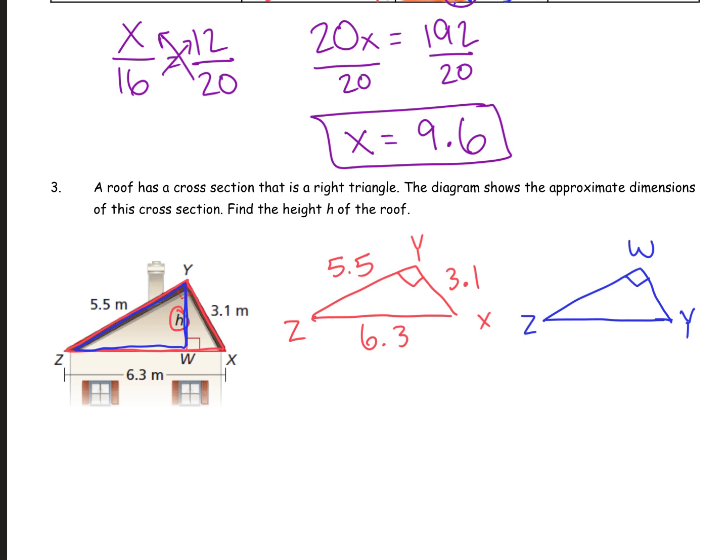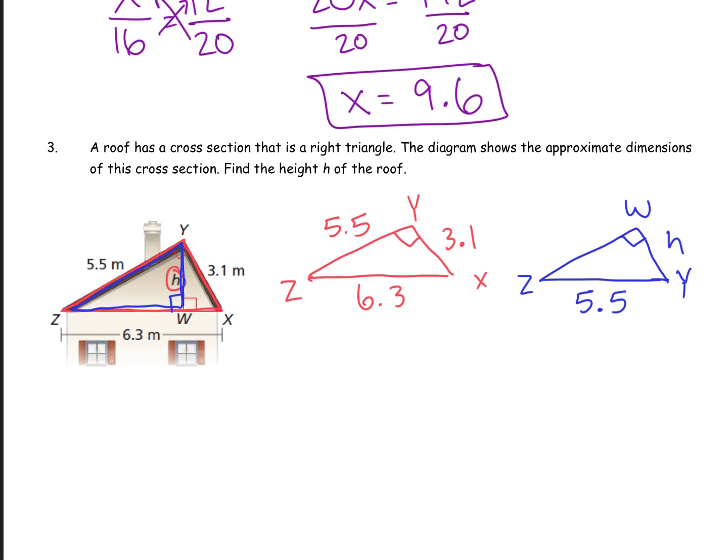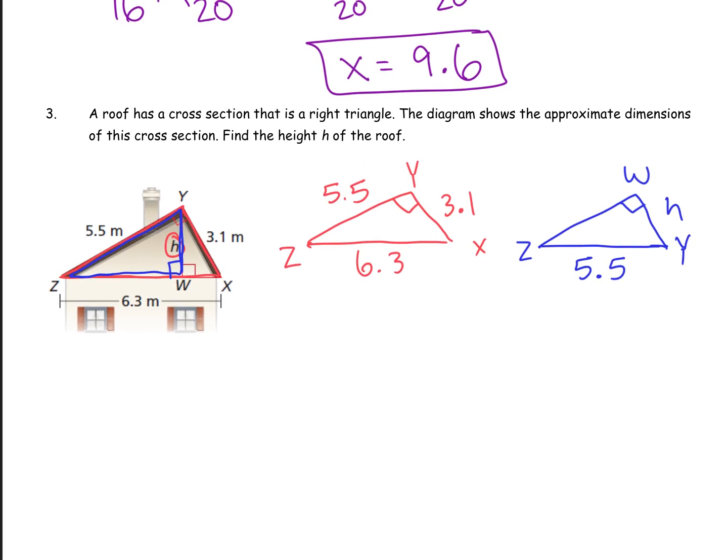Check this out. I don't know the length of ZW. 6.3 is the whole thing from Z to X, but we don't know ZW. I do know YW. YW is H, so YW, stick an H there. And then in the blue, we also know Z to Y. It's 5.5. Z to Y is 5.5 meters. And so now, we have our two similar triangles, and all we need to do is solve for h.